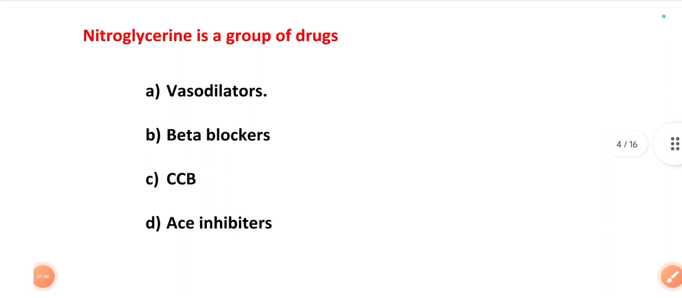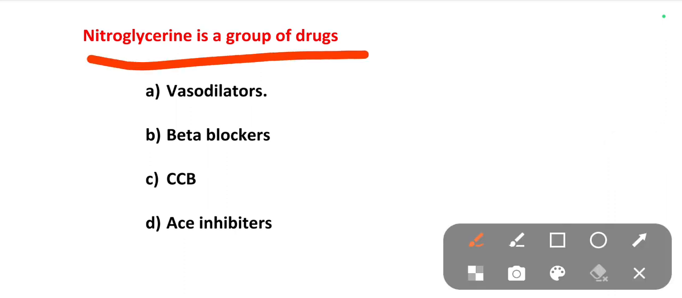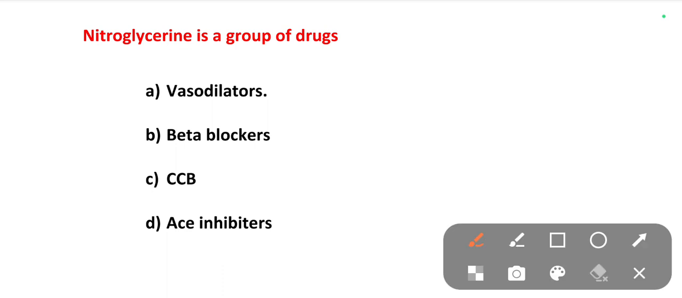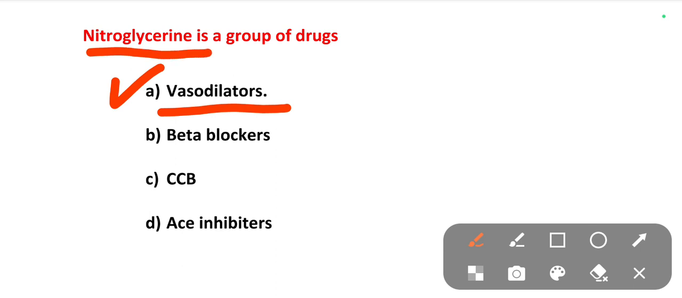The next one is: nitroglycerin is a group of drugs. Nitroglycerin, a drug, comes under which type of drug? Options are vasodilators, beta blockers, CCB, which is nothing but calcium channel blocker, and ACE, angiotensin converting enzyme inhibitors. The right one is option A, vasodilators. So nitroglycerin is a drug that comes under the vasodilator drugs.